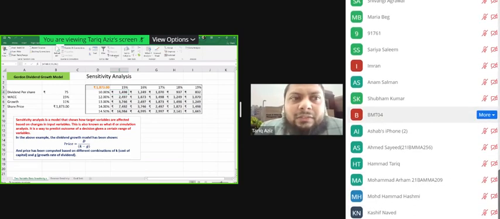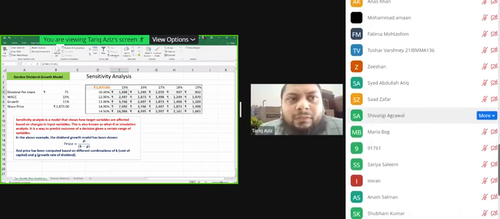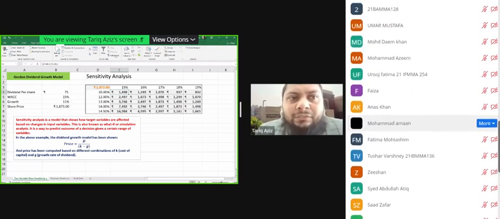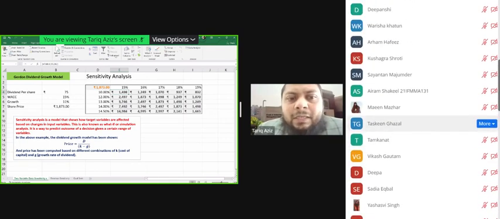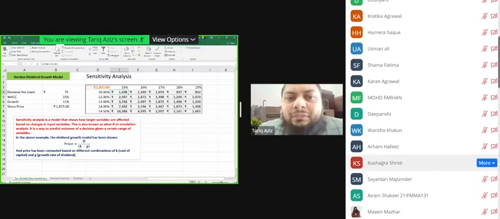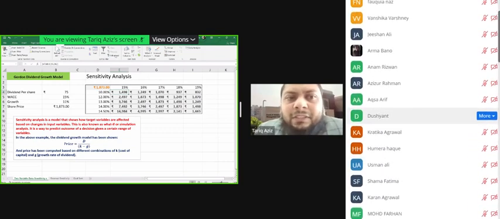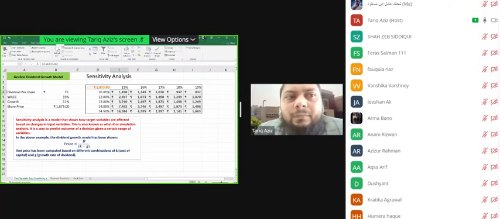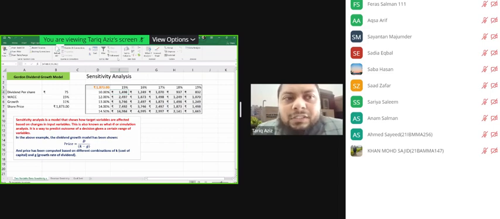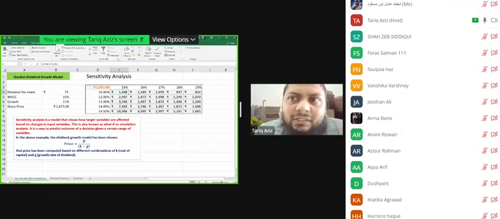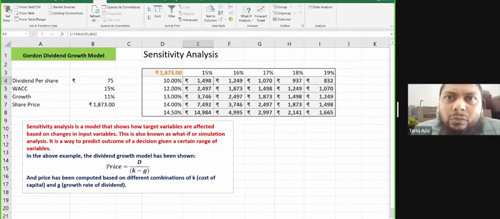And this example is from the area of finance. There is a famous formula that is known as the Gordon dividend growth model. The formula is very simple. Price, or share price, is equal to dividend per share divided by cost of capital, that is also known as weighted average cost of capital, and it is denoted by K, minus G. G is the growth rate in the dividend, at what rate the dividend is expected to grow.